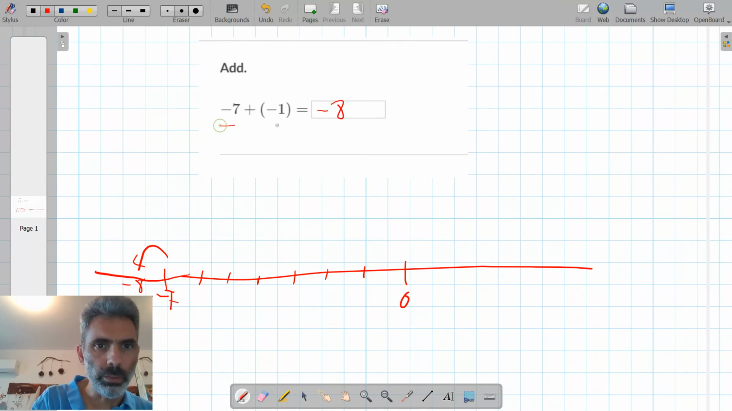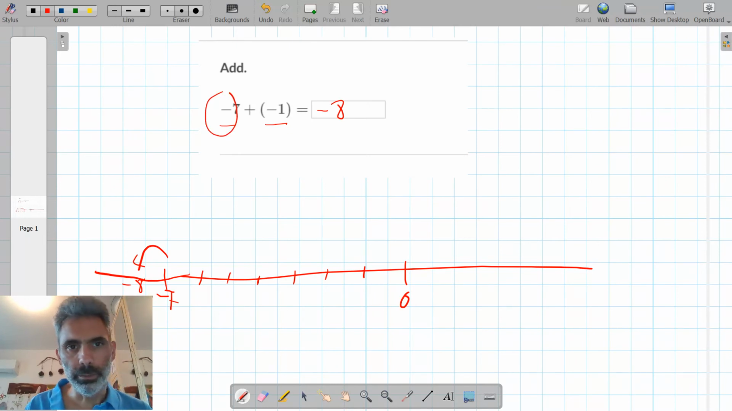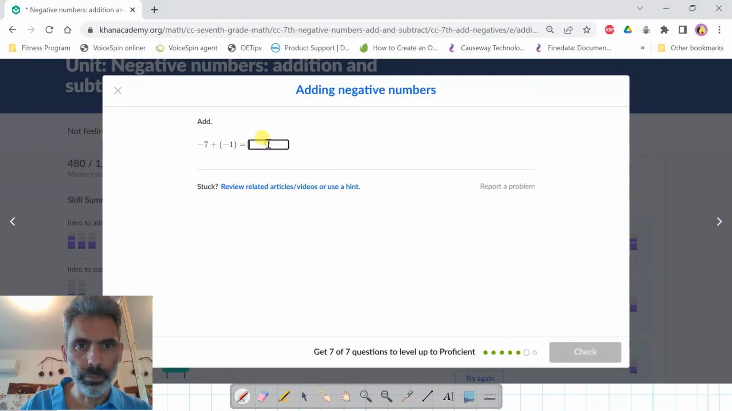So the two numbers that we add have the same sign, in this case negative. So the result is the sum of these two numbers, and the sign of the result is negative because we go further to the left from where we began. We add a negative, so we go left. So this is -8.